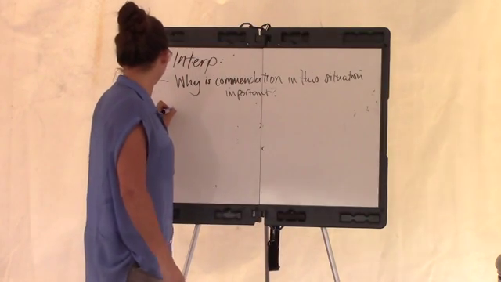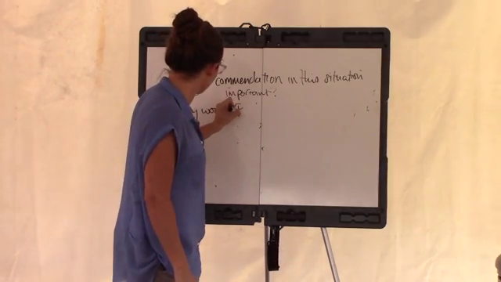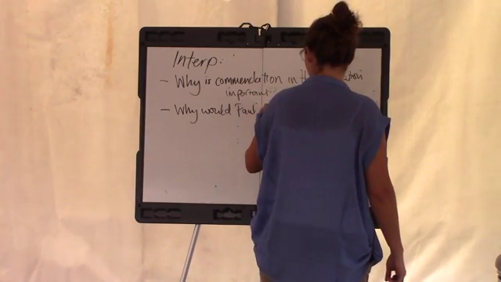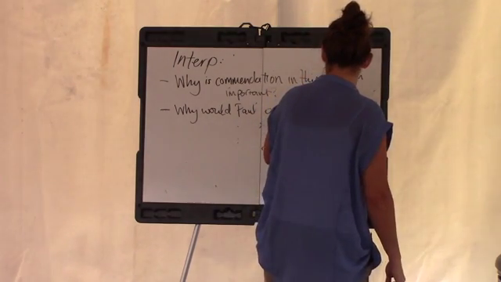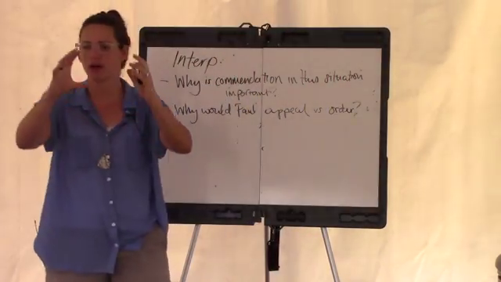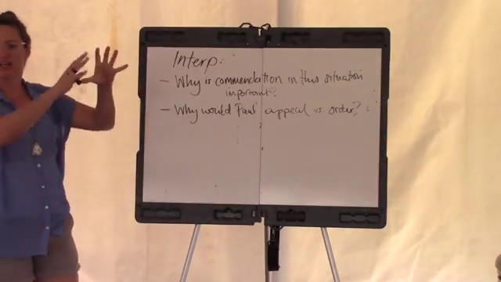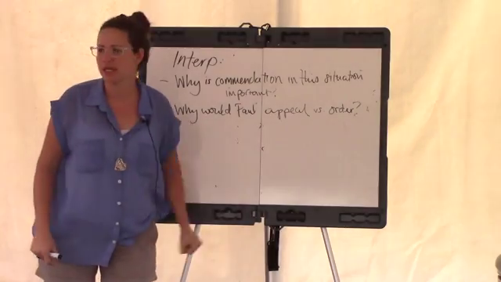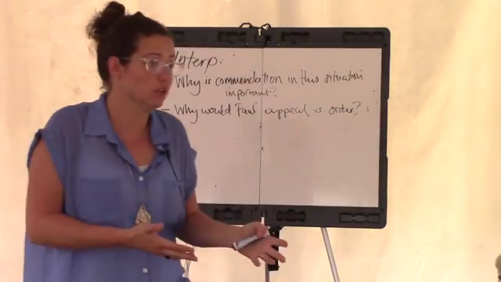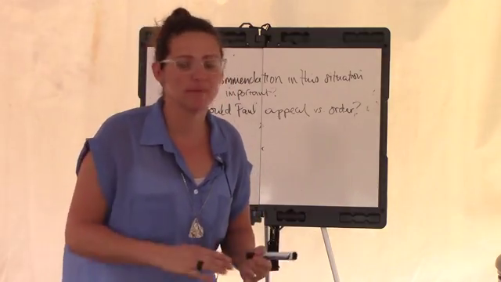Then I asked, why would Paul appeal versus ordering? Because that's, again, the second part of the text. The first part of the text is the commendation in this situation. Now the second portion of the text is the appeal. Why would he say appeal versus order? He says he has confidence to order. Why doesn't he? Why would he appeal? Why is that significant? Why would that be significant to Philemon?